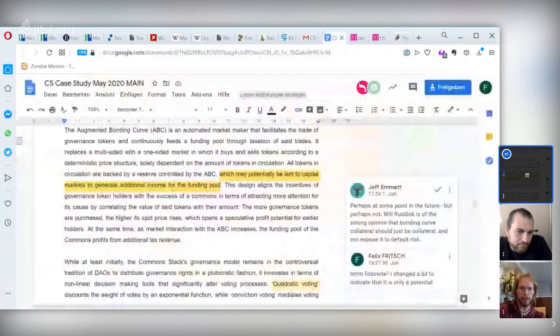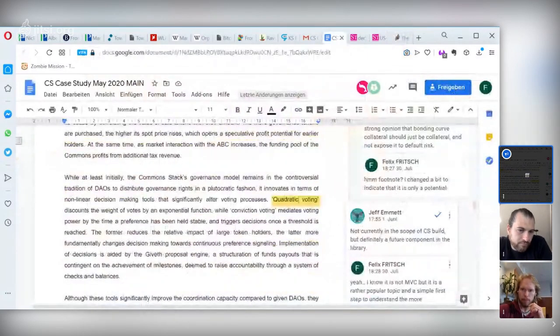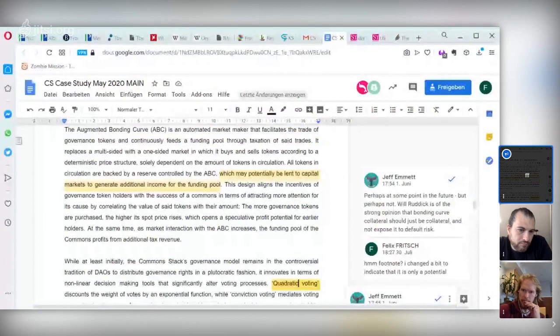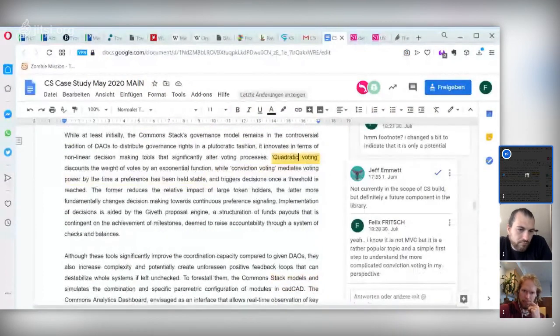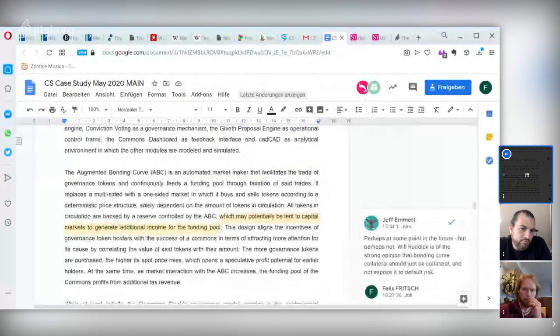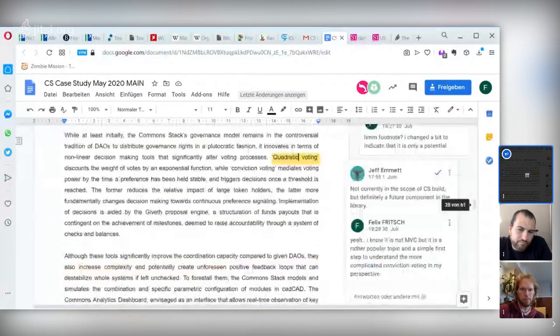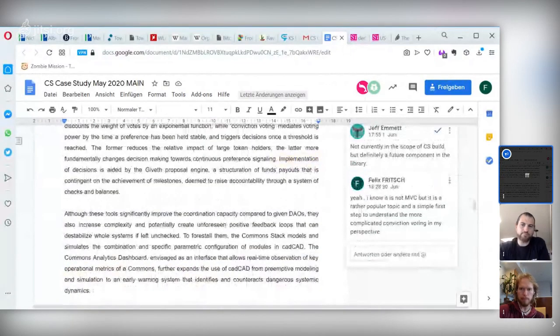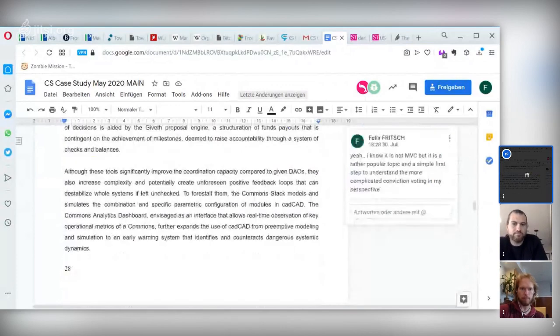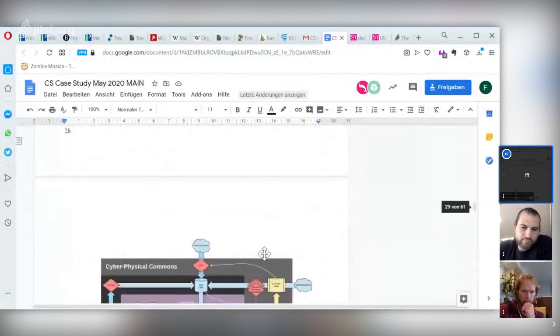Okay, so next few comments. Yeah, quadratic voting. But now that we go from the MVC towards a flagship or just a commons vision of the Commons Stack, I think I can just leave that in. Never mind. Comment open.